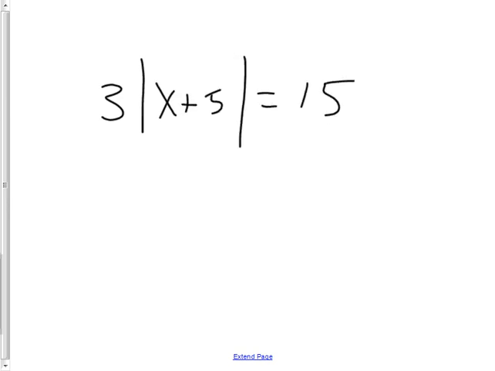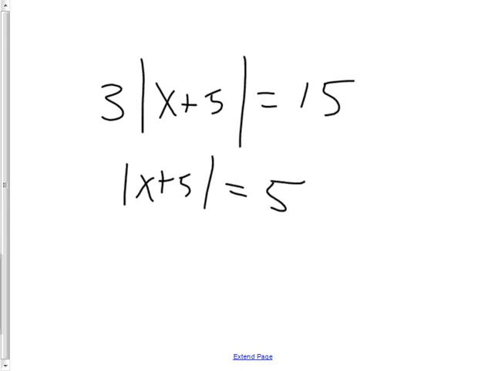Okay, so this is meant to prepare you for the algebraic manipulation test number 1. So, first thought is, if you have this, what do you have to do before you do anything else? Divide by 3. You got to get that absolute value alone. So everybody do that. And now you have x plus 5 is equal to 15 divided by 3 is 5.